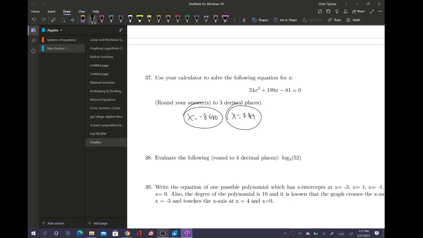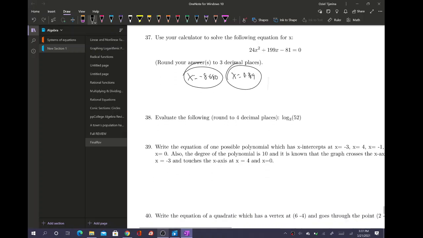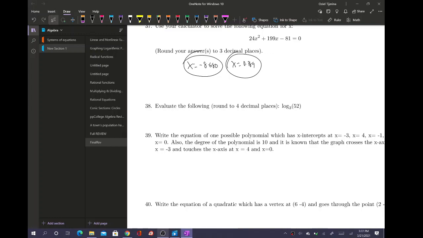And now it's asking us to evaluate the following and round it to 4 decimal places. Log base 3 of 52. So you're just going to go ahead and use your calculator for that. And it says, okay, so this is what it equals, and then it says approximately, so basically that in 4 decimal places, excuse me, is approximately equal to 3.5966. Okay.